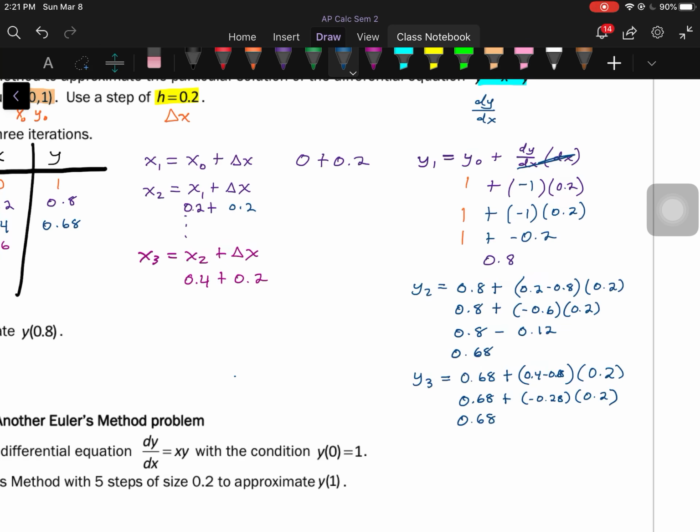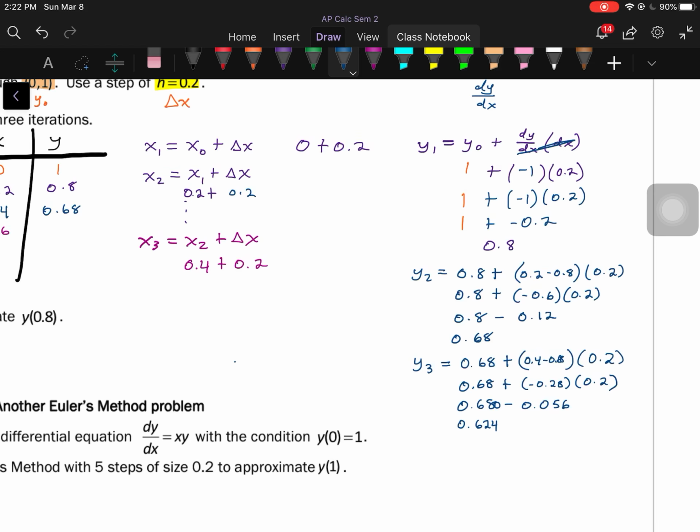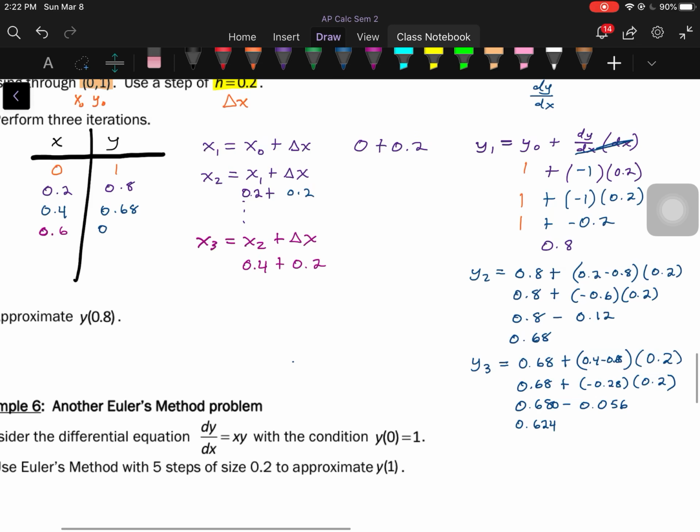0.68 minus 0.056. I'm going to add a 0 to make this easier to subtract, and I get 0.624, and that's my new y value. And so now I've done 3 iterations. I'm going to do 1 more so I can get to that 0.8 approximation. And I'm going to go ahead and pick up where I left off.